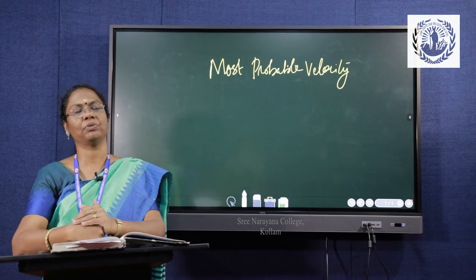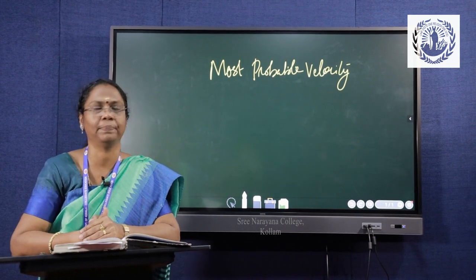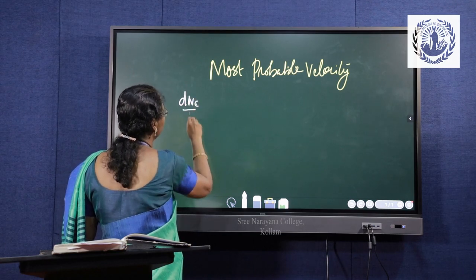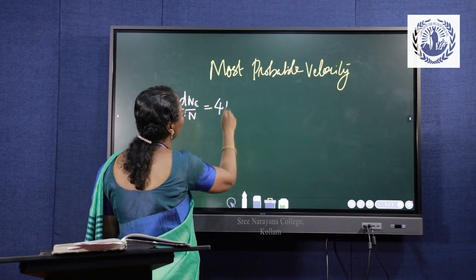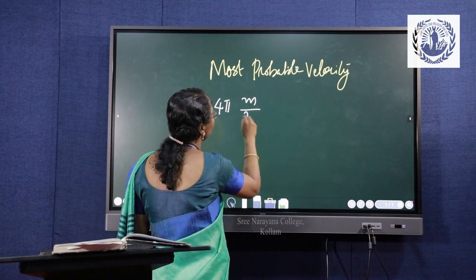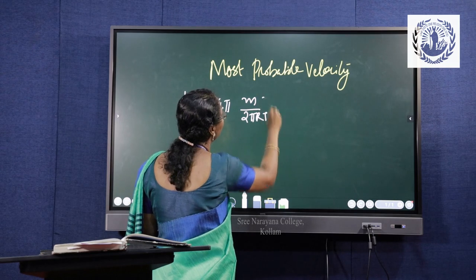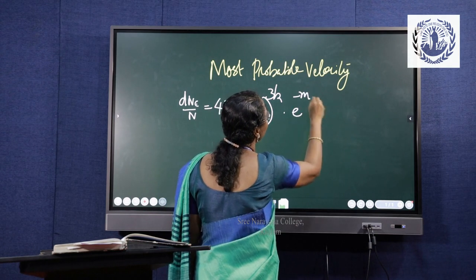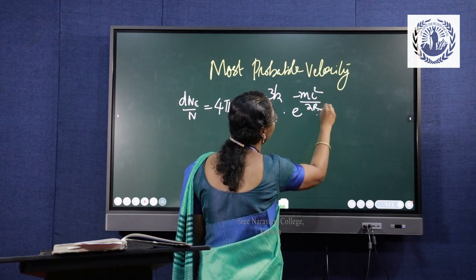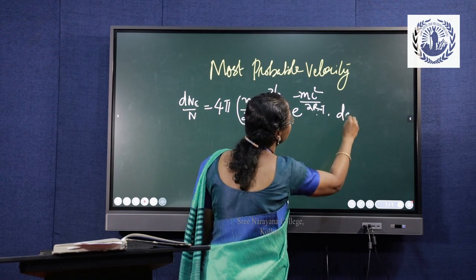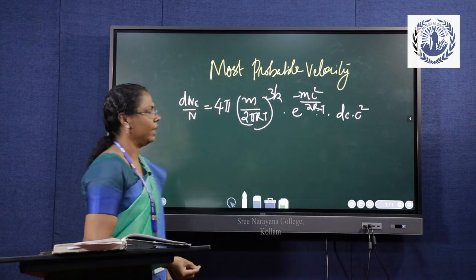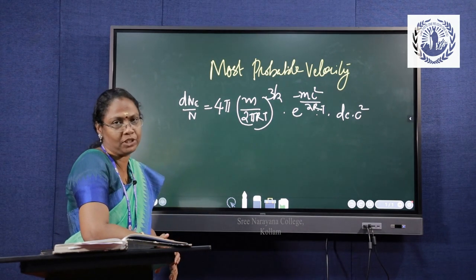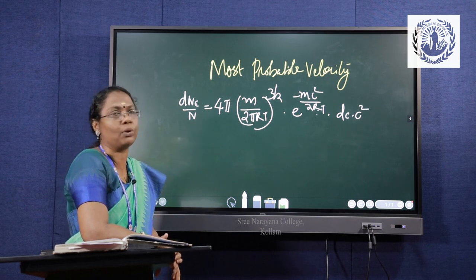We can derive an equation for this velocity from Maxwell's equation. And we know that Maxwell's equation is dnc by n is equal to 4 pi into (m by 2 pi RT) the whole raised to 3 by 2 into e raised to minus mc square by 2 RT into c square dc. Okay, then we differentiate this equation with respect to c and equate it to 0.